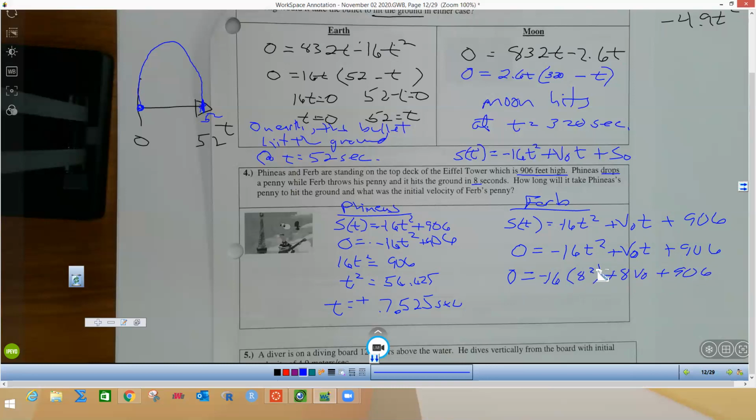Will someone tell me what 8 squared times negative 16 is? Negative 1,024. So we're going to take negative 1,024 plus 906. What's that equal? Combine like terms. Negative 118. We're going to add the 118 over. We're doing algebra 1 now. We're going to divide by 8. What's 118 divided by 8?